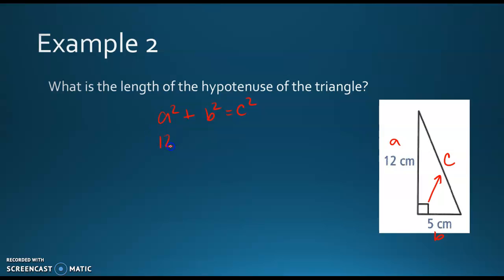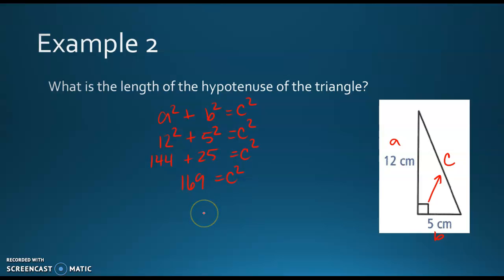I said that A was 12, so I'm going to substitute that in. And B was 5, so I'm going to substitute that in. So now I have 12 squared plus 5 squared equals C squared. 12 squared, 12 times 12 is 144. 5 squared is 25. Right? And then we're going to take 144 plus 25, and we end up with 169 equals C squared.